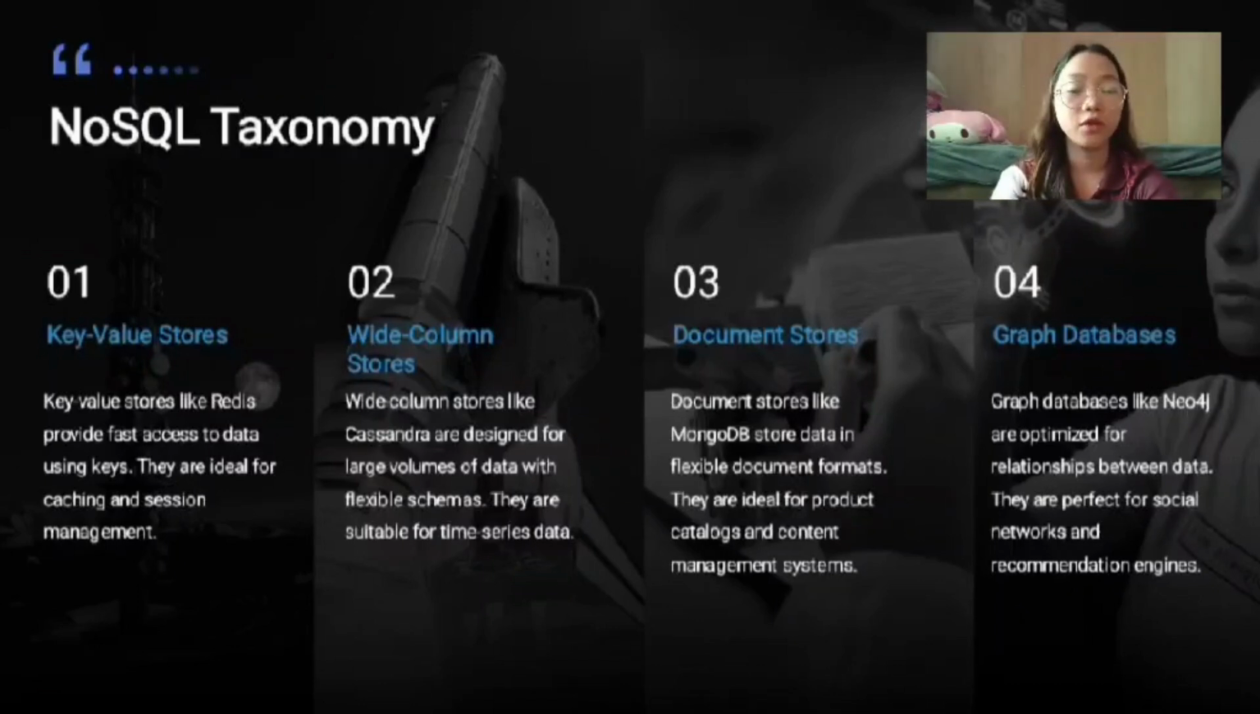Third, document stores. Document stores like MongoDB store data in flexible document formats. They are ideal for product catalogs and content management systems.